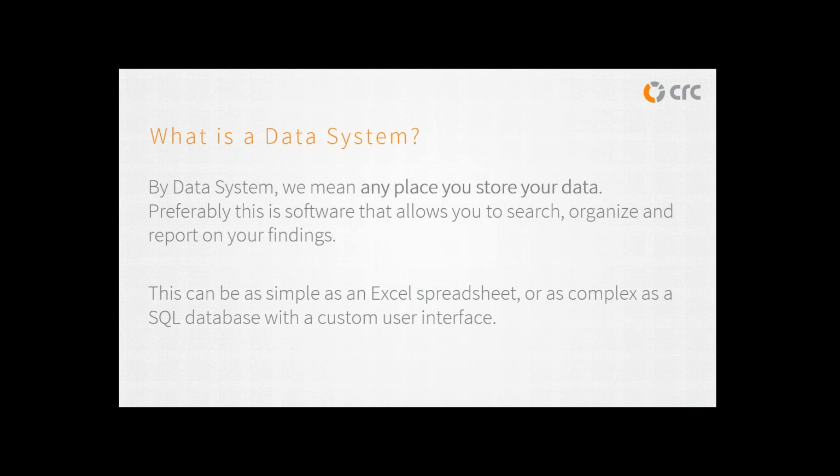So let's start with what is a data system, just to clarify what we're talking about here. By a data system, I mean any place where you store your data. Preferably this is software that's going to allow you to search, organize, and report on your findings. I say this because I don't mean that you have to have complex database software or something that's marketed as database software. It can be as simple as an Excel spreadsheet, or it can be as complex as a SQL database with a custom user interface. Really, any of these things would fall into the description of a data system if it's what works for your program. So we're going to look at a few different examples of what might work for your program based on a few different constraining factors.